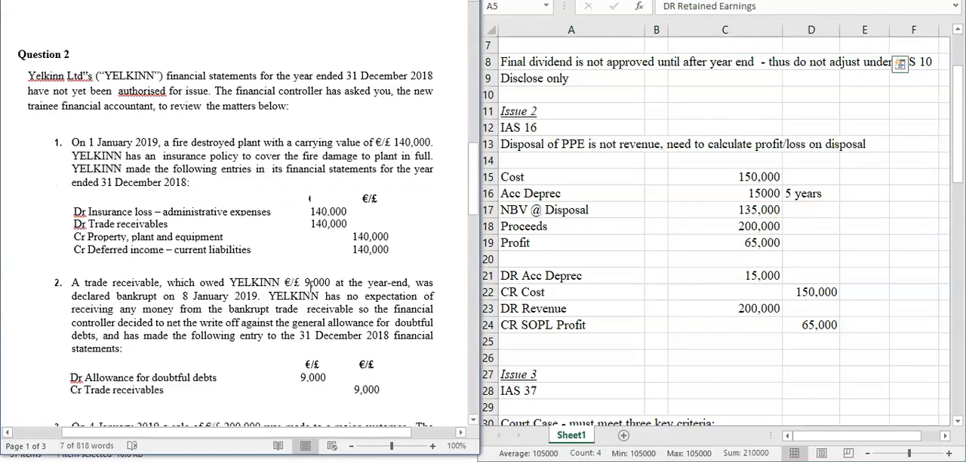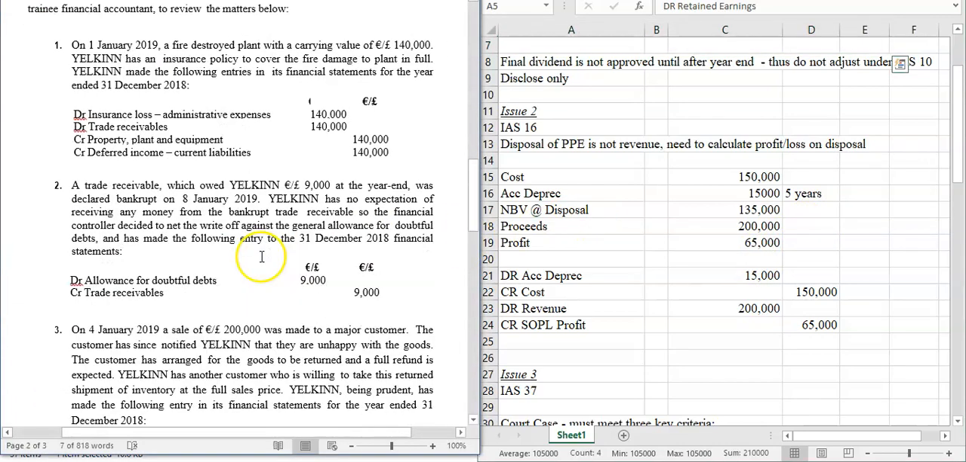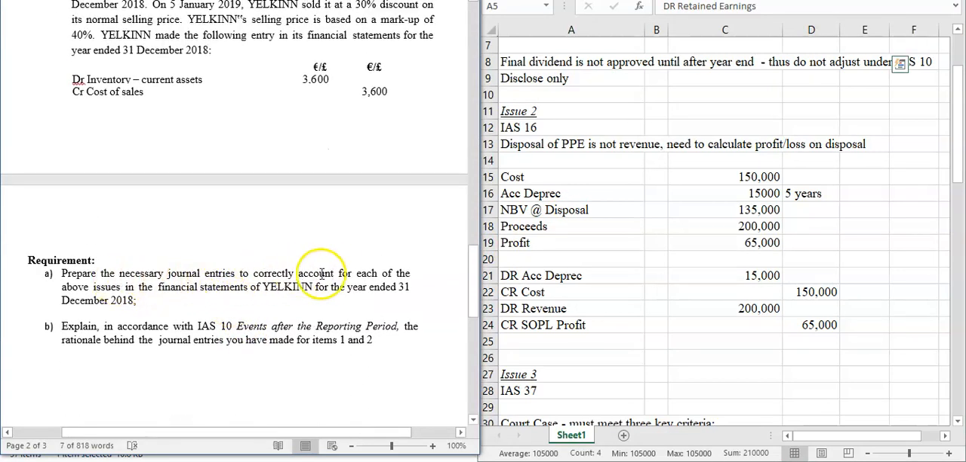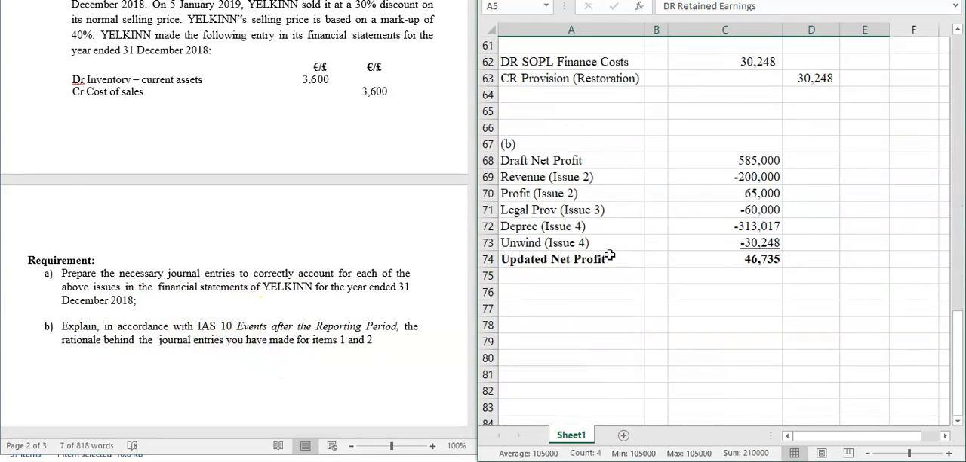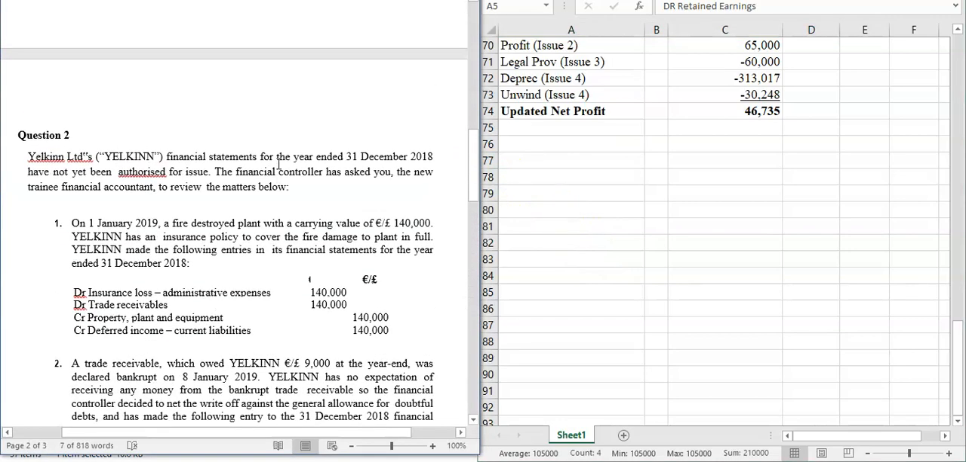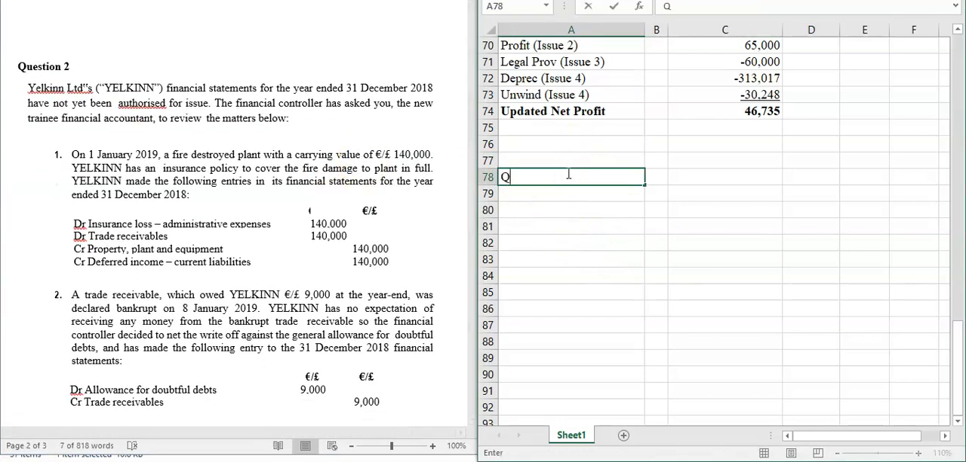So we're now going to move on and look at question 2, which is Yelkin Limited. Again, a similar enough structure to question where you're asked to prepare the necessary journal entries to account for the above issues. And with respect to IAS 10, the rationale behind your journal entries for items 1 and 2. So we'll do A and B together as they come. We'll explain them as they go along. So we're essentially asking for the same thing for 1 and 2. So look at question 2. All of this is revolving around predominantly IAS 10.